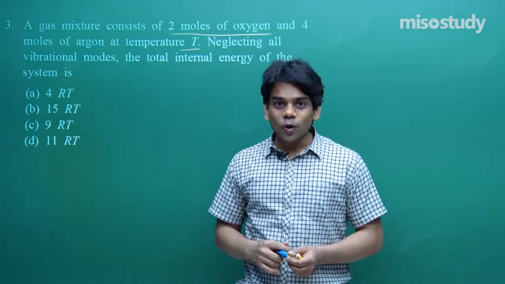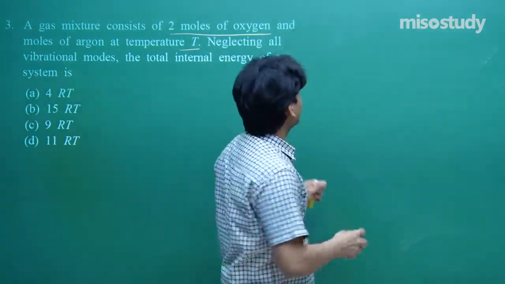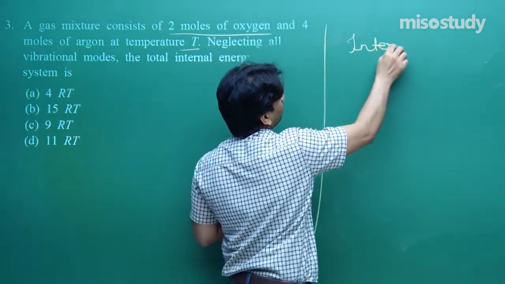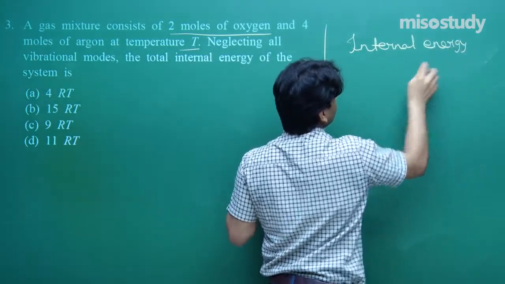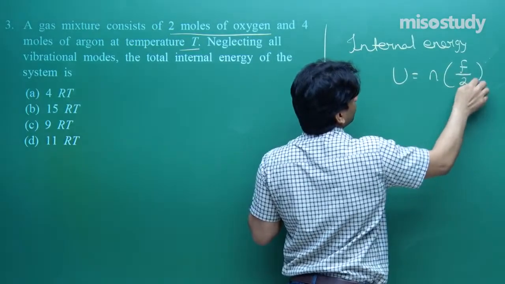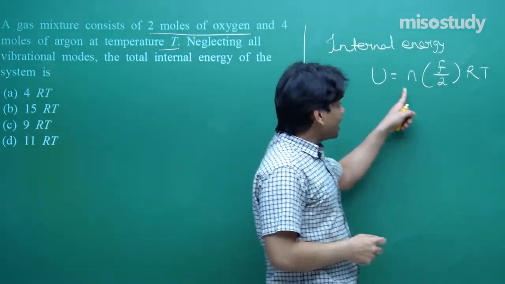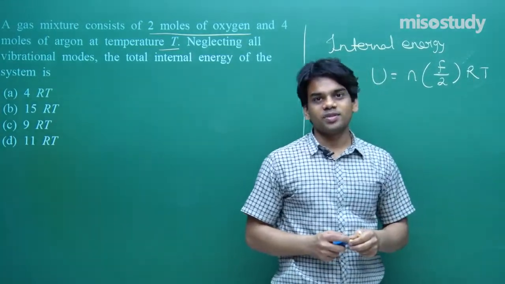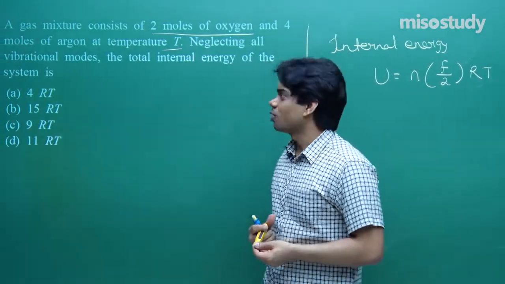Now, I have told you about the internal energy, how it is related to degree of freedom. The internal energy is related with degree of freedom as provided here. Internal energy U is equal to nf by 2 RT. N is the number of moles, f is the degree of freedom, divided by 2, R into T. This is how internal energy is related with the temperature, the degree of freedom and the number of moles.